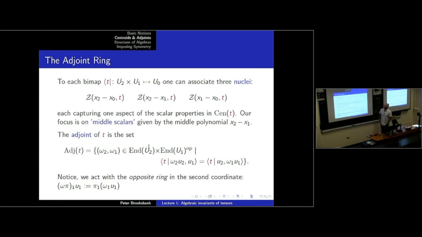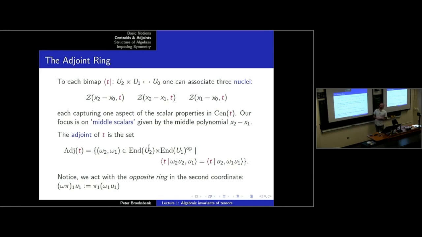Great, so we're going to take our bimap T again, and this time we're going to associate to it 3 different rings. So you may remember there were 3 different polynomials in the definition of the centroid. We'll take each of those things individually and look at the objects that you get when you focus on those particular things.